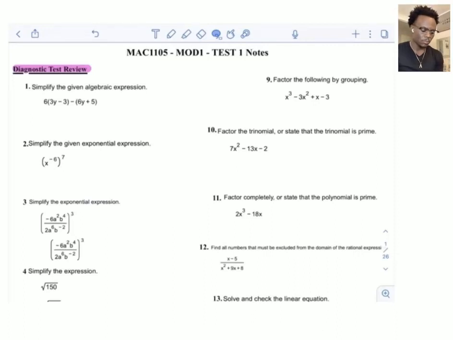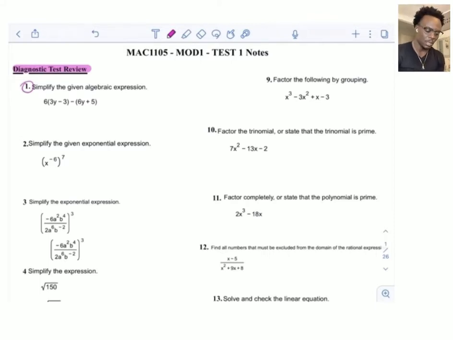Okay, so in this first lesson, we're going to do a quick review to allow you to have a good performance on your diagnostic test. So let's start with this problem. Number one, simplify the given algebraic expression.